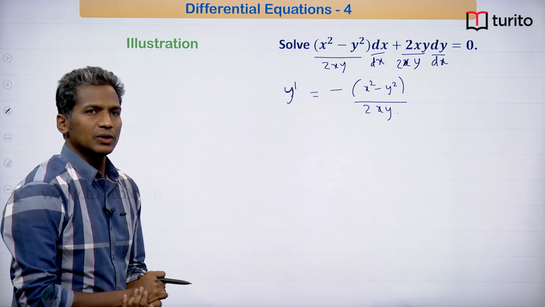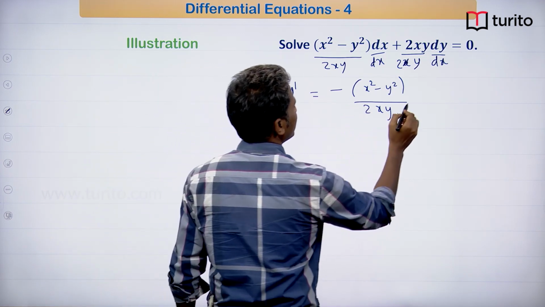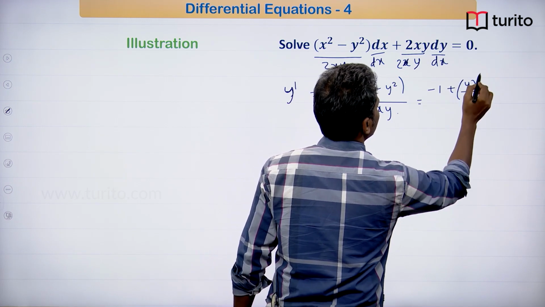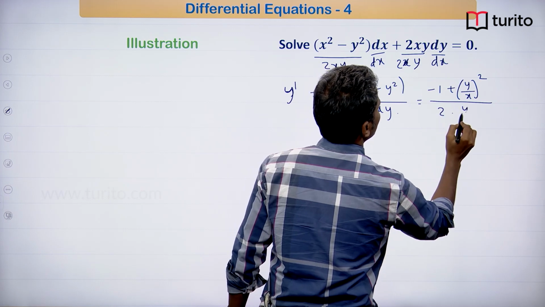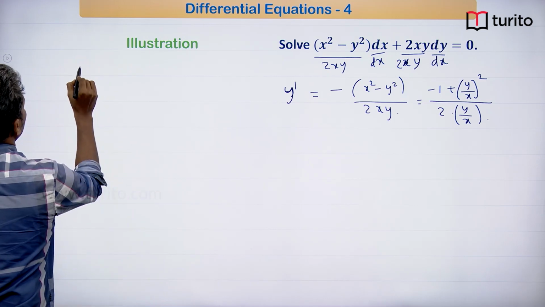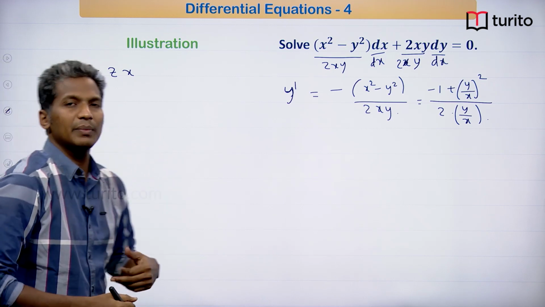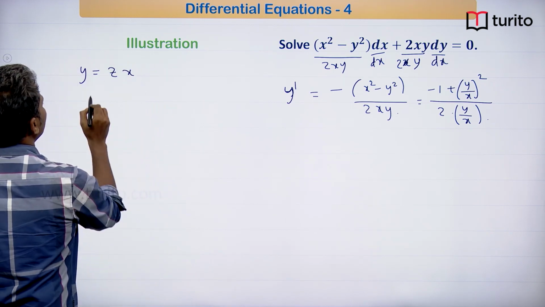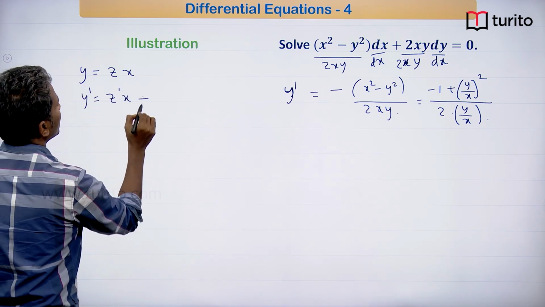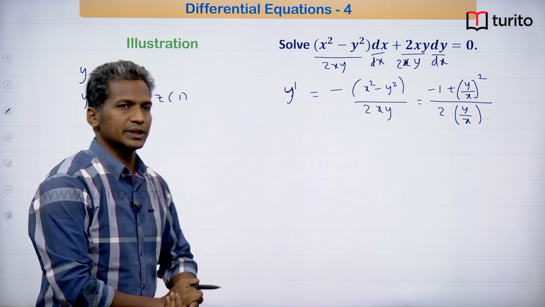Okay. So, now how do we proceed further? We have to divide with x square. So, when we divide with x square here, what do we get? We get minus 1 plus y by x whole square divided by 2 into y by x. Okay. What is our next step? Put y equal to zx. This means we have taken y by x as z. Now, when we differentiate this, we will get y dash equal to z dash into x plus z into 1. Basically, we have applied the product rule of differentiation.